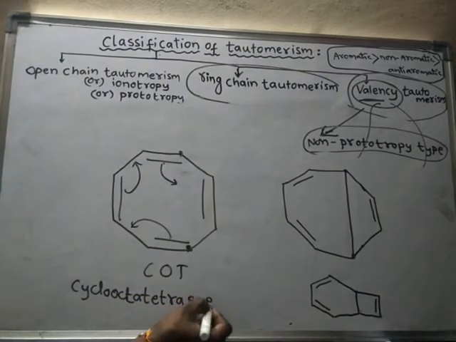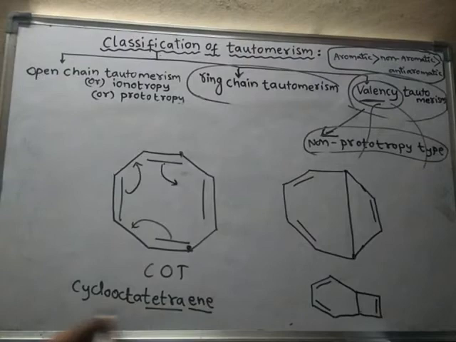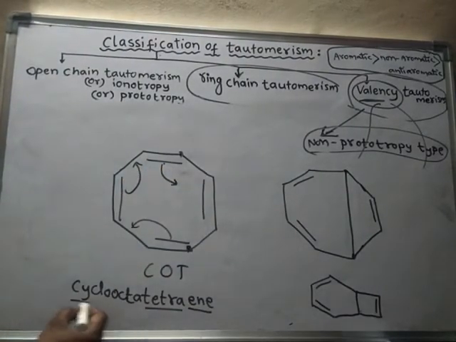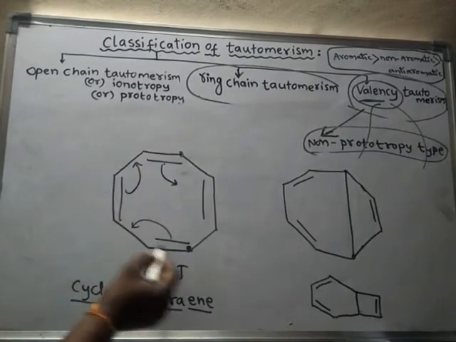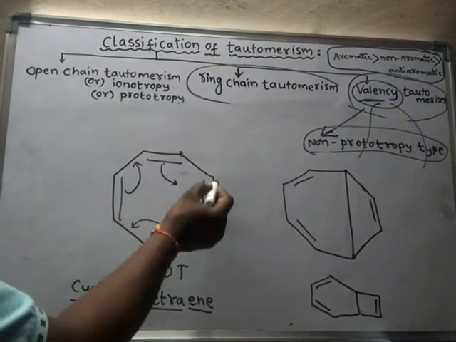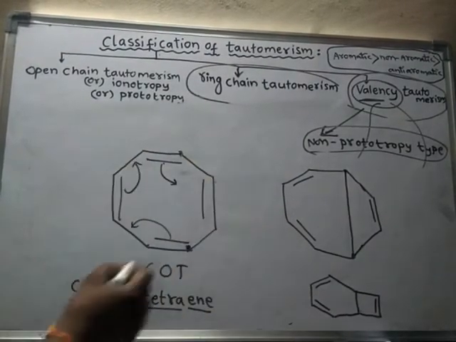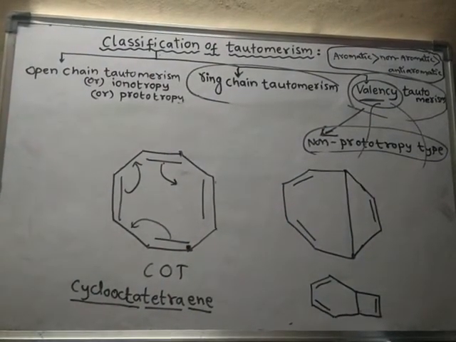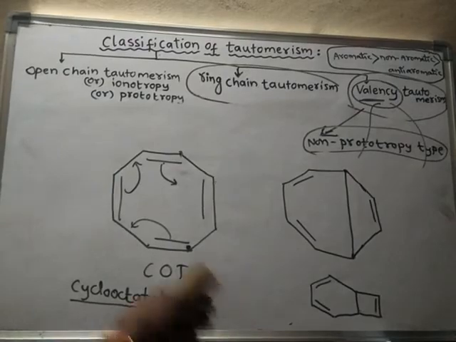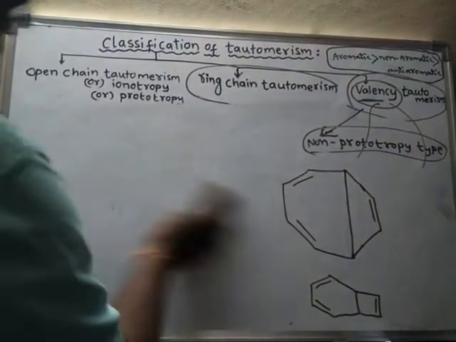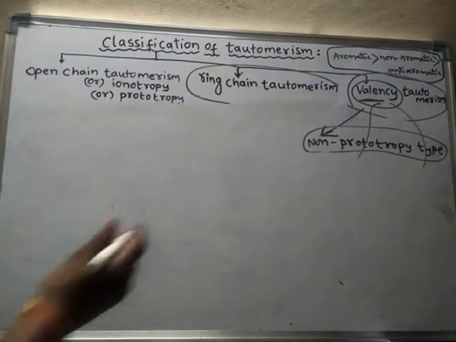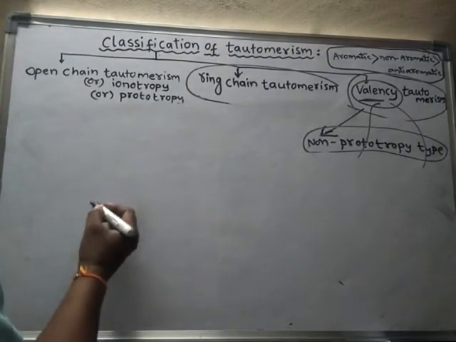Cyclooctatetraene. Tetraene. Ene means double bond. Tetraene means 4 double bonds. 1, 2, 3, 4. 4 double bonds are there. Cycloocta. Cyclo means cyclic form. Octa means 8 carbons. So cyclooctatetraene is converted into bicyclic compound. So like this. Another example for this valency type of tautomerism.